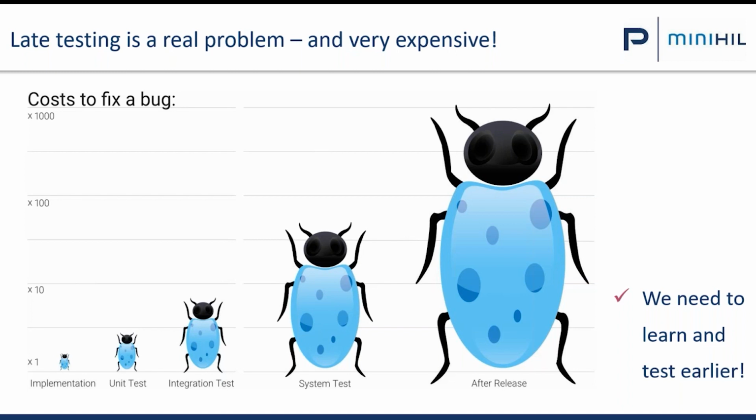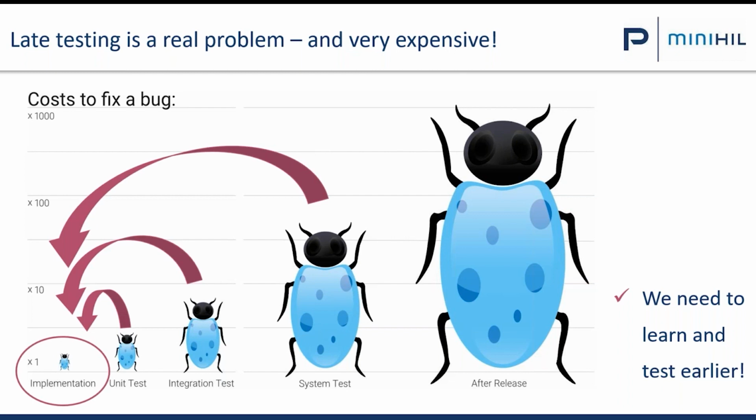So what we really want is to bring the tests as near to the implementation as possible. The unit tests can be run during the implementation, but integration and system tests usually not. We need fast feedback. We need to learn and test earlier. That's very important to speed up the project and to save costs.